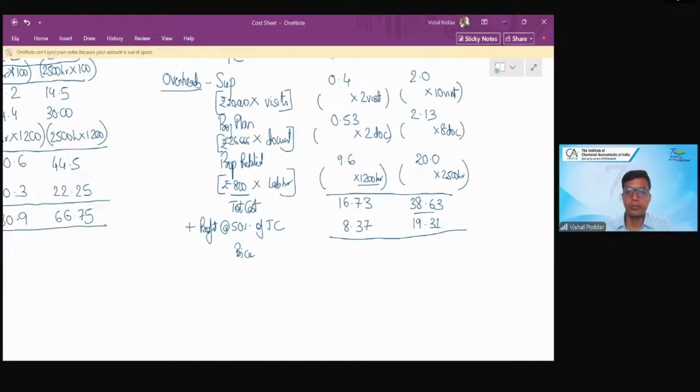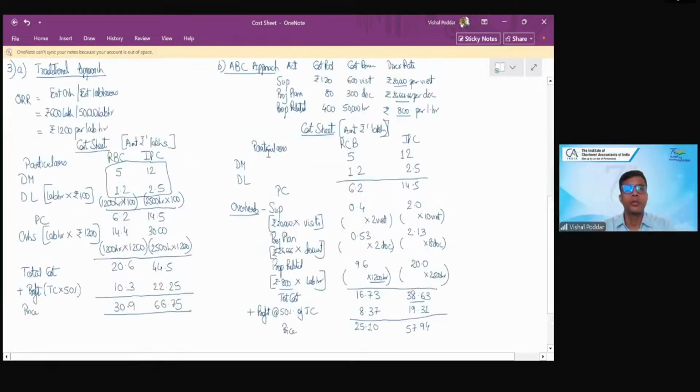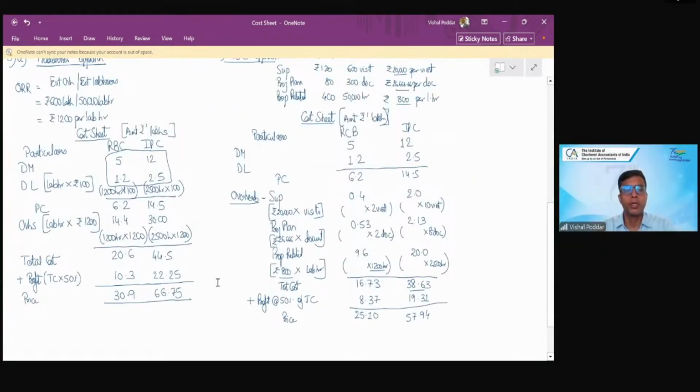So 24, 25.10 roughly, and it is for 57.9495. So these are my costs as per the ABC approach. So this is how you will prepare the cost sheets under both the approaches.